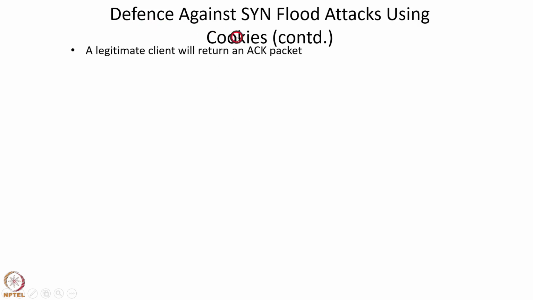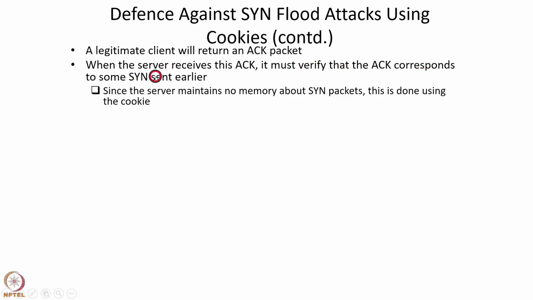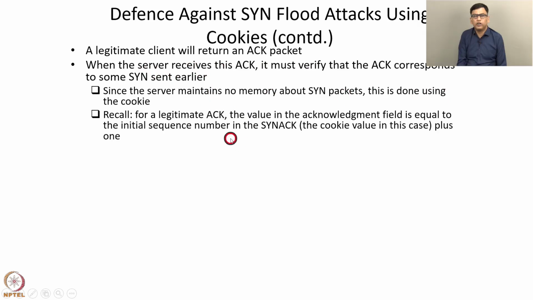So a legitimate client will then return an acknowledgement packet. When the server receives this acknowledgement packet, it must verify that the acknowledgement corresponds to some SYN which was sent earlier. But recall that the server maintains no memory about SYN packets. So since the server maintains no memory about SYN packets, this is done using the cookie. The server verifies that the ACK corresponds to some previously sent SYN using cookies. Recall that for a legitimate acknowledgement, the value in the acknowledgement field equals the initial sequence number in the SYN-ACK packet, that is the cookie value in this case, plus 1.